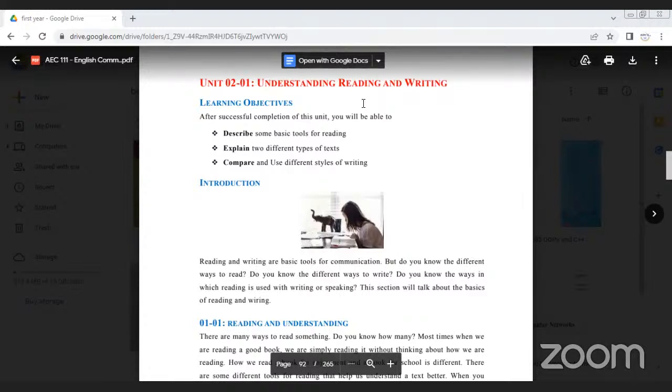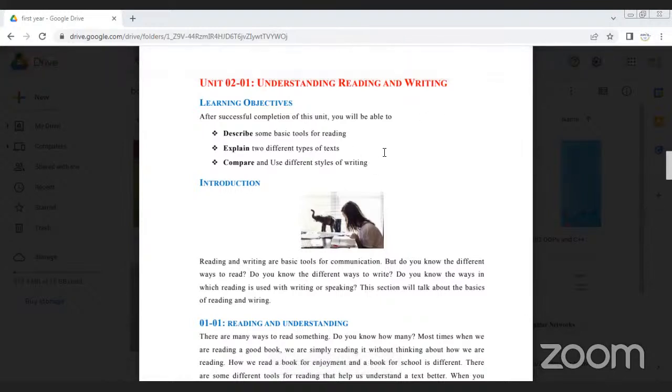Hello, good afternoon, students. Today we are going to learn Unit 2, 2.1, Understanding Reading and Writing. How to understand reading and writing.